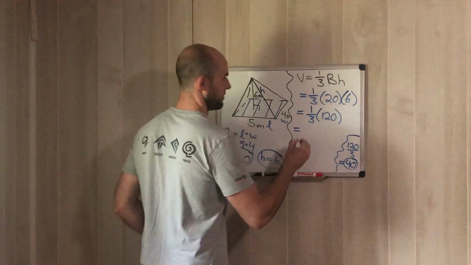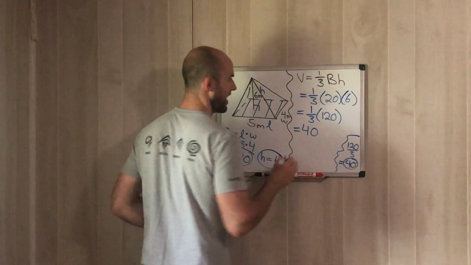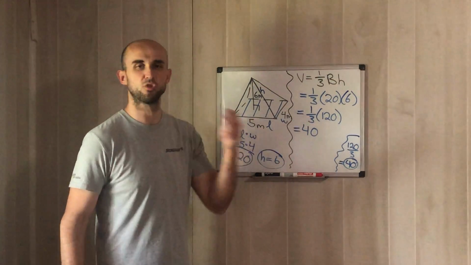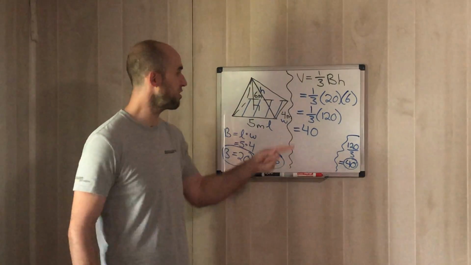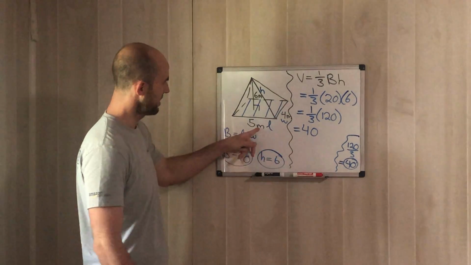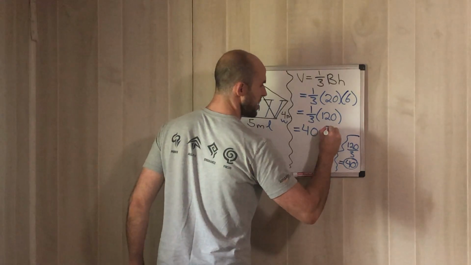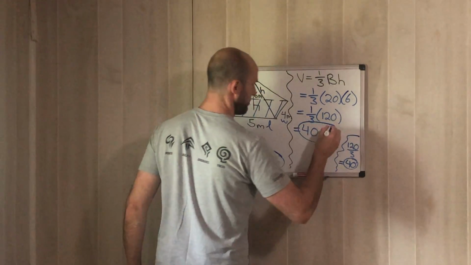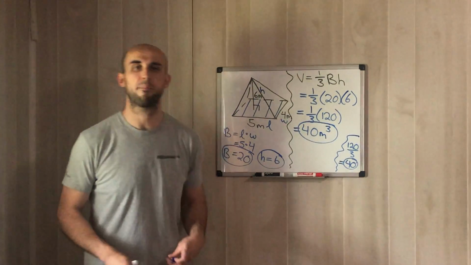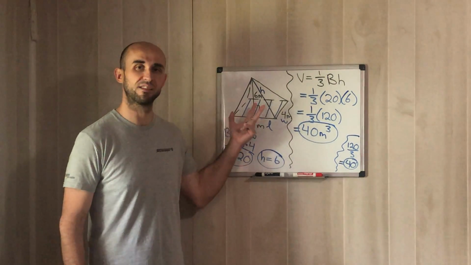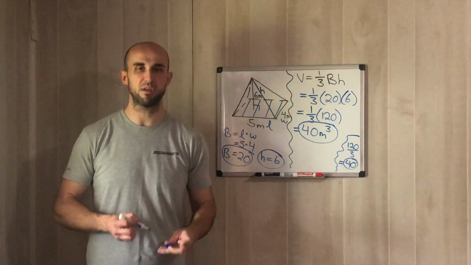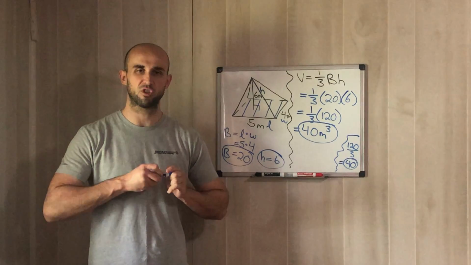And that's our answer. The reason we got 40 is that a third of 120 means 120 divided by 3, which gives us 40 meters. And since we're talking about volume, it's going to be cubed, to the third power. All the volume of that pyramid represents is that inside of this entire pyramid, you would have 40 meters to the third power, 40 meters cubed.